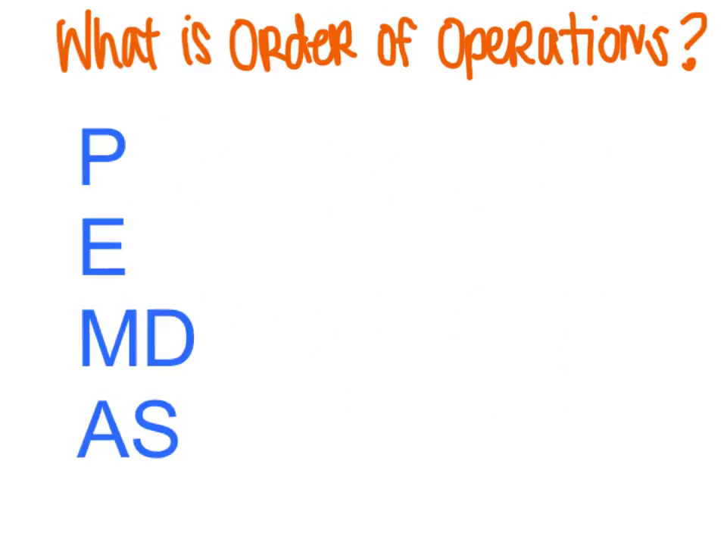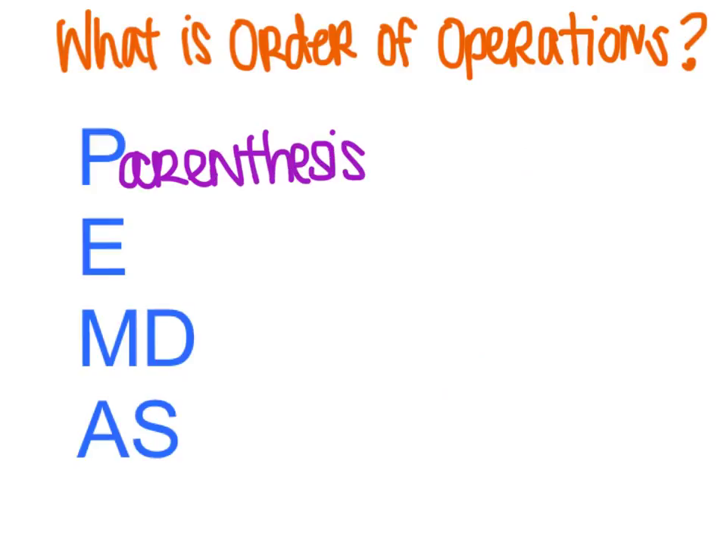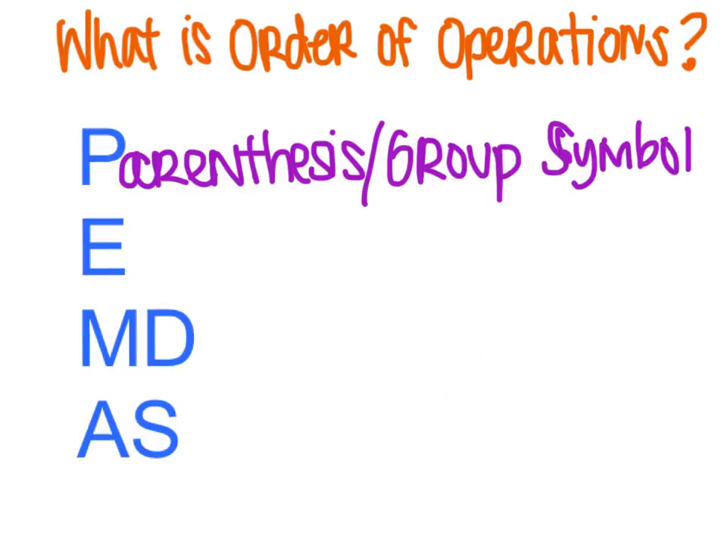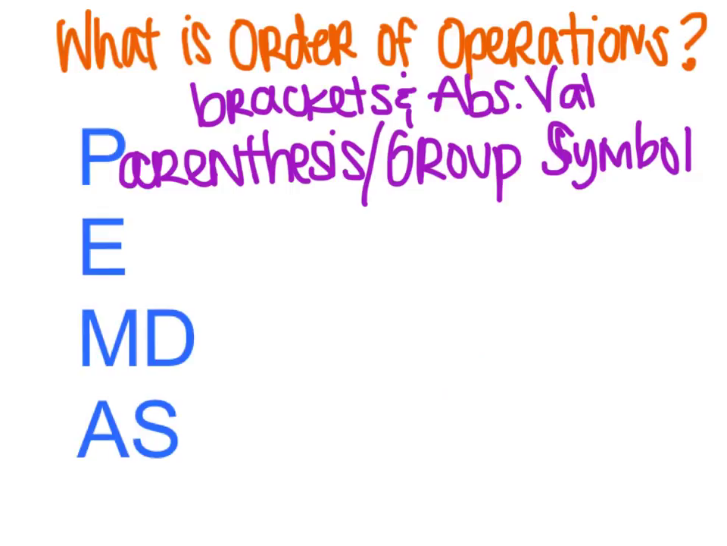Next question, what is order of operations? Just a super speedy fast review for you. The P stands for parentheses. Okay, but it actually is just any grouping symbol. So what that means will be parentheses are included, brackets, and absolute value is also considered a grouping symbol.